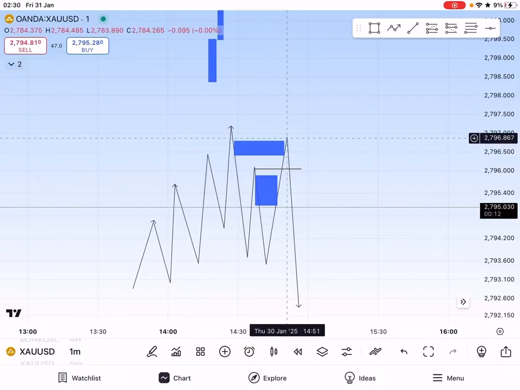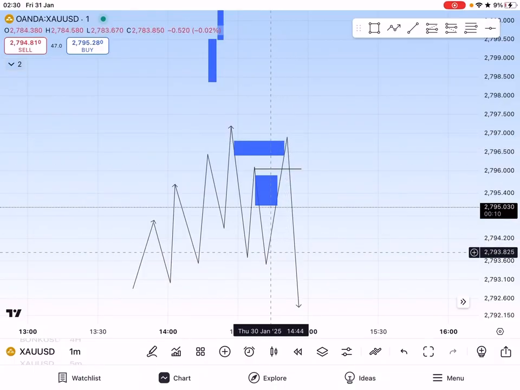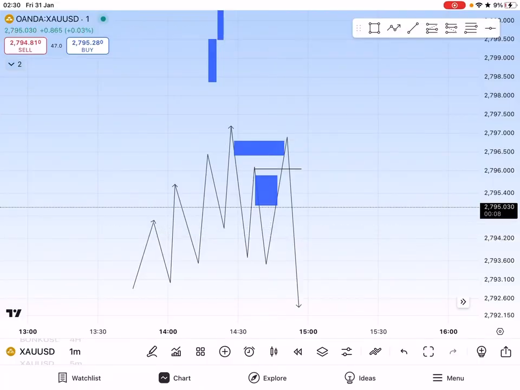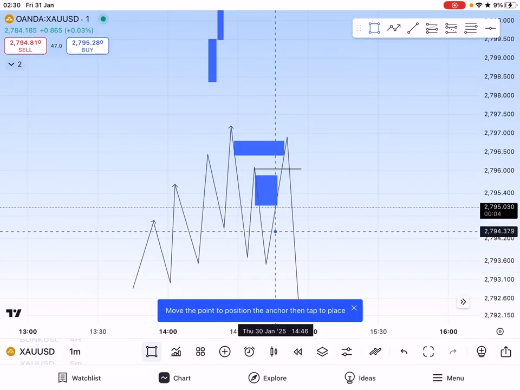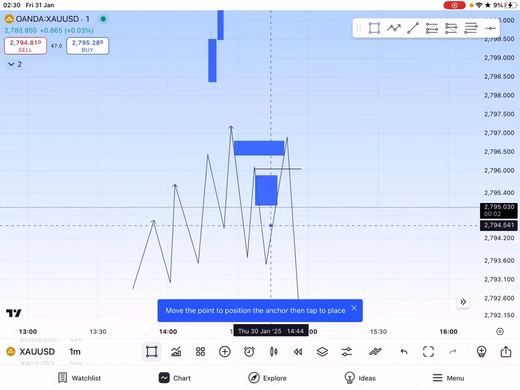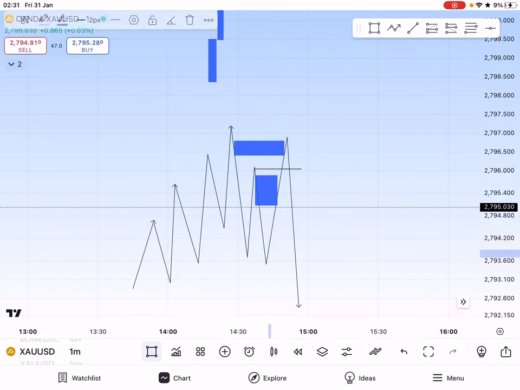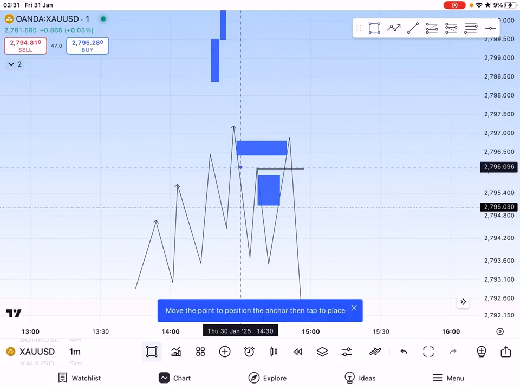And the reason price has to do that is because there is imbalance. Remember, I told you price always comes to fill imbalance. So when this move that is coming all the way to take out the inducement has imbalance, let's say there's an imbalance around here.